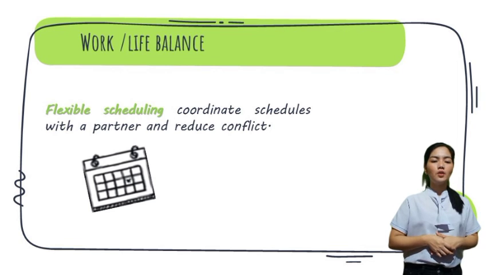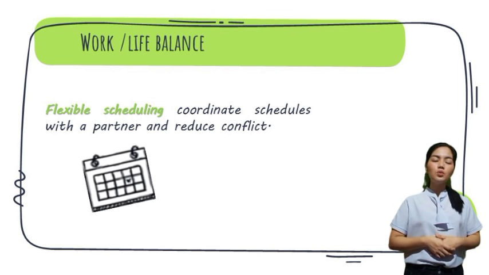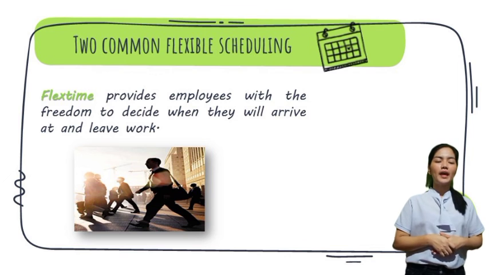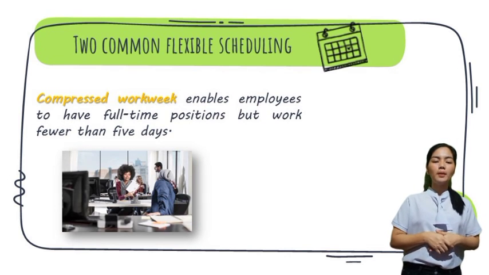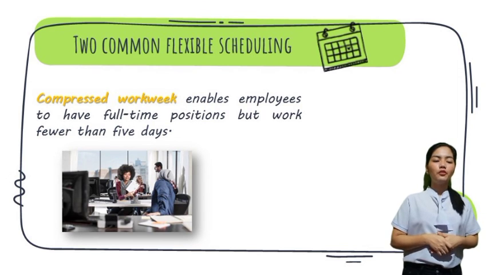Flexible scheduling allows people to coordinate their schedules with a partner and reduce the conflict associated with being a parent and an employee. So two of the most common forms of flexible scheduling are flex time and the compressed work week. When we say flex time, it provides employees with the freedom to decide when they will arrive at and leave work. And the compressed work week enables employees to have full-time positions but work fewer than 5 days a week.